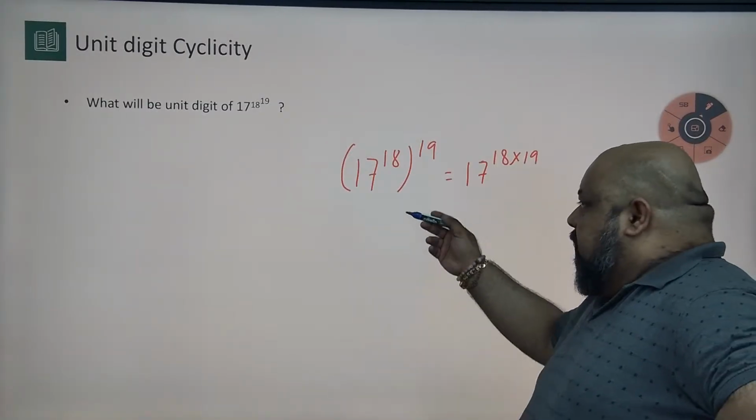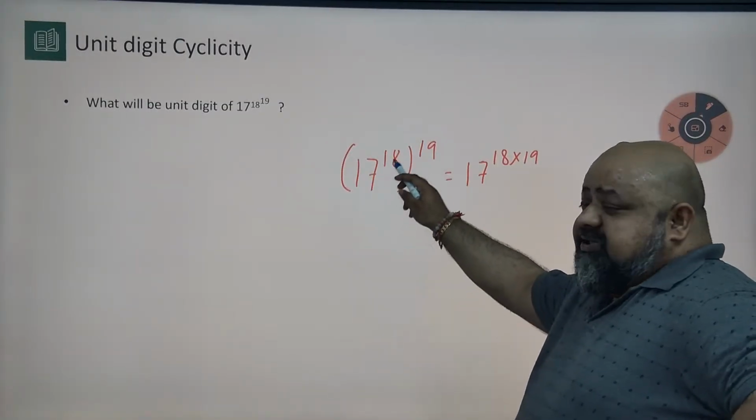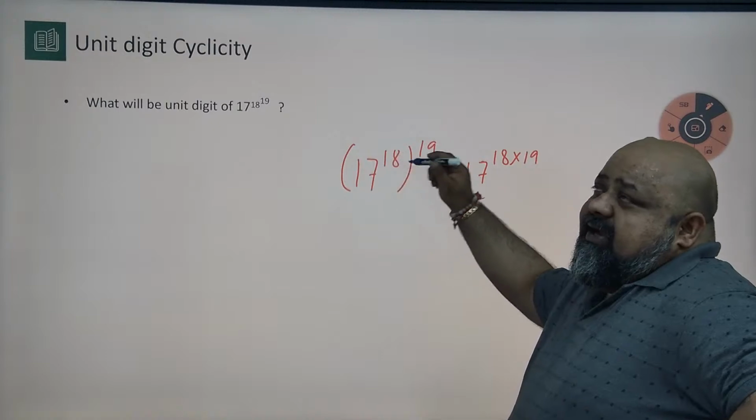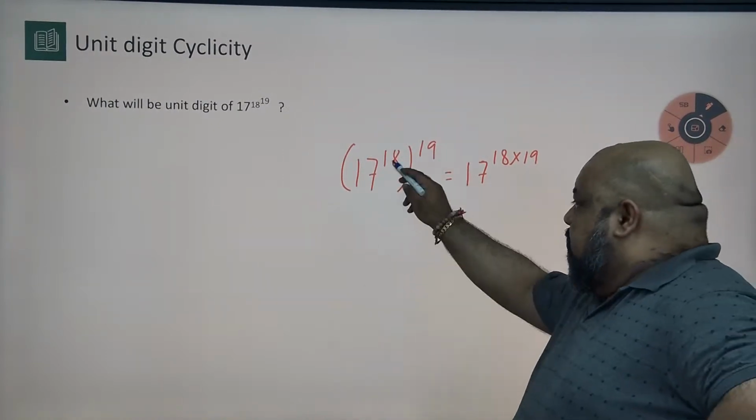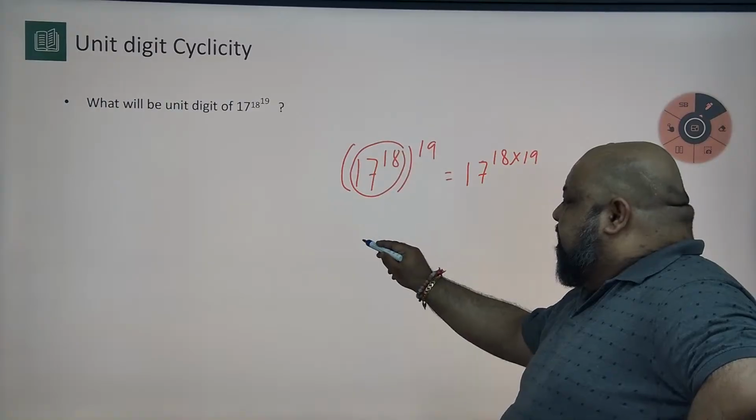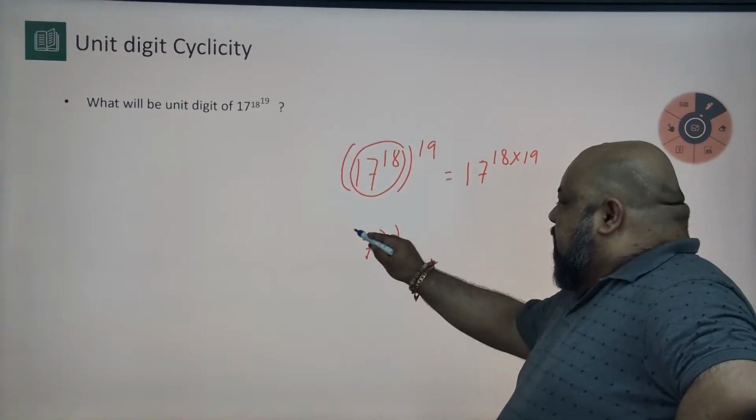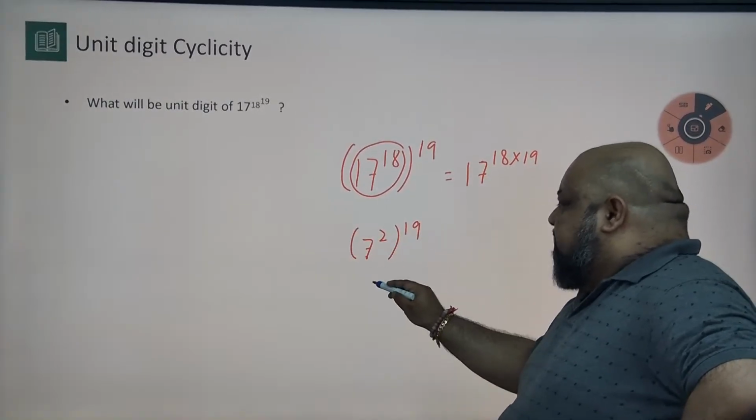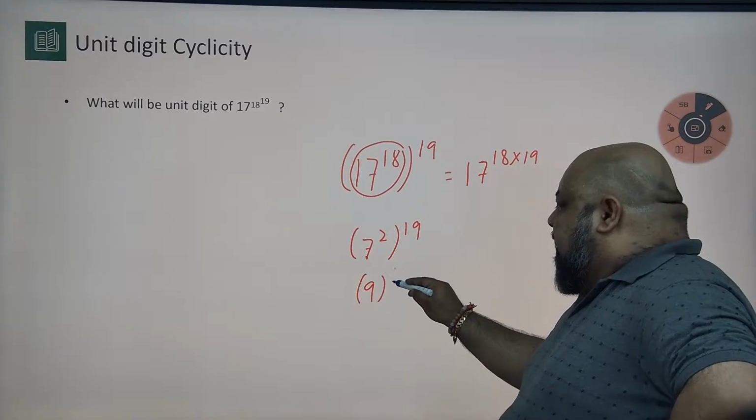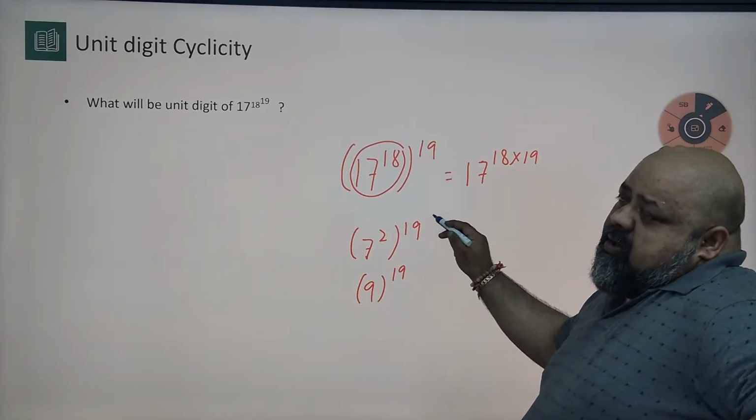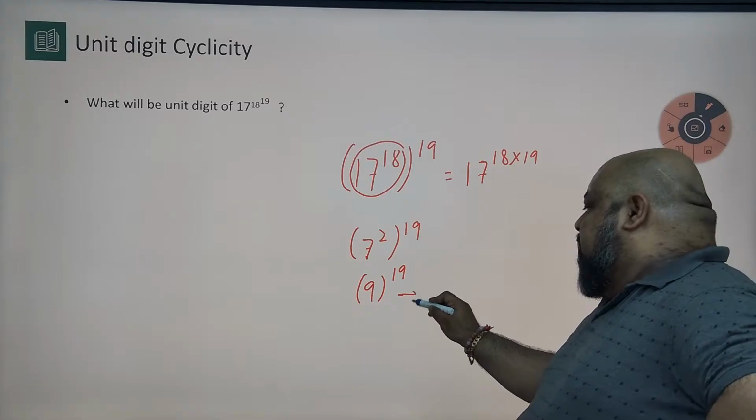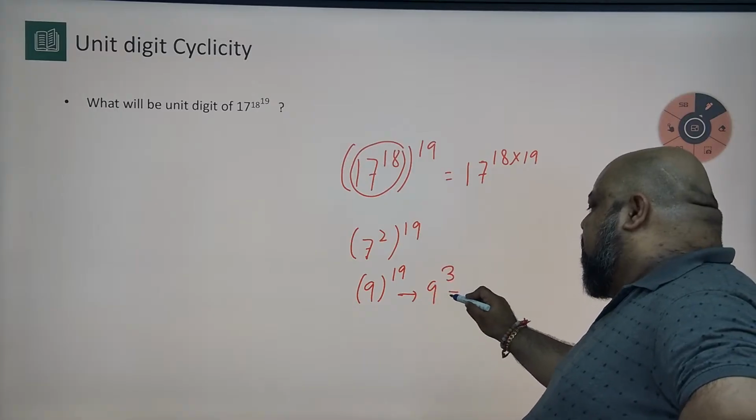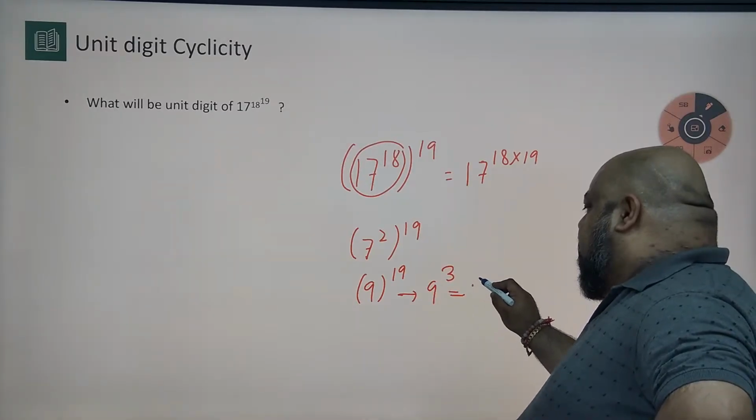Right? So what I can do is I can calculate the unit digit here. 18 divided by 4 is a remainder of 2. So this will have a unit digit of 7 squared, which is 9. 9 raised to power 19. 19 by 4 is a remainder of 3. So 9 raised to power 3, which will end in 9.